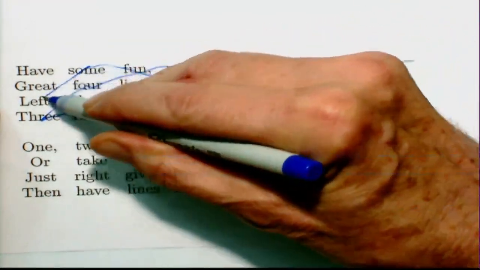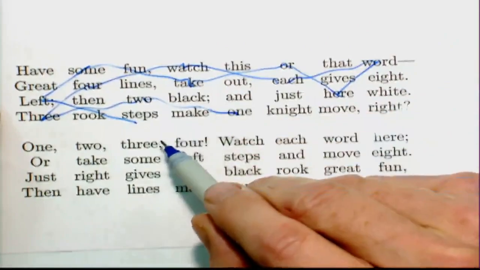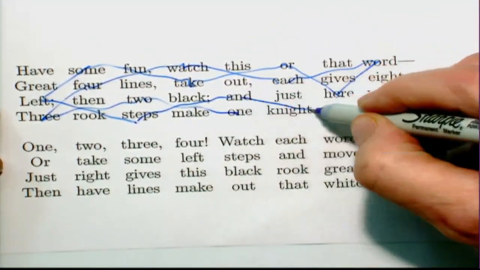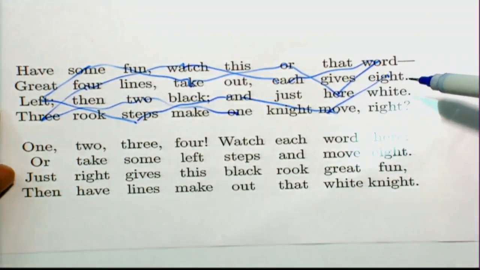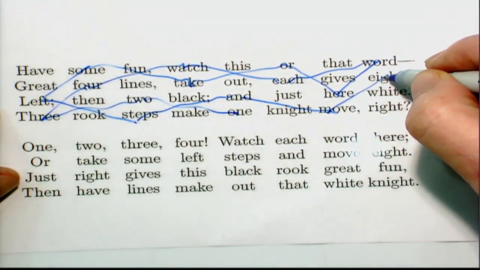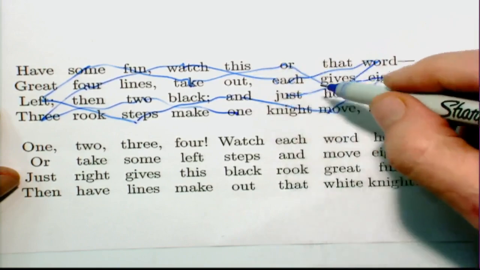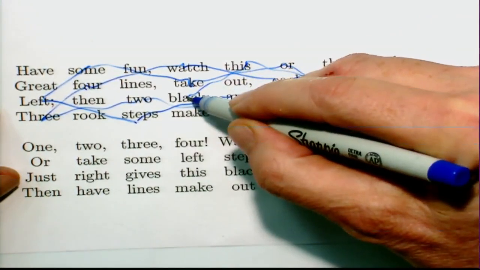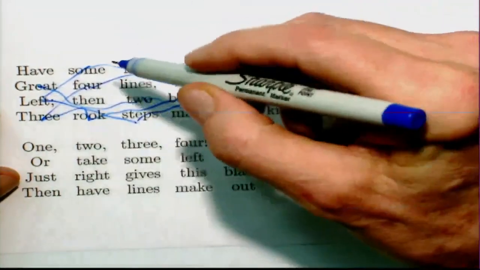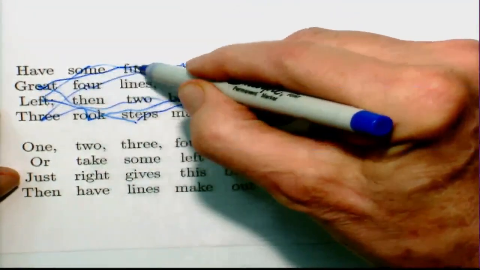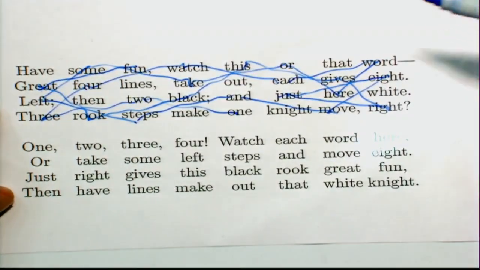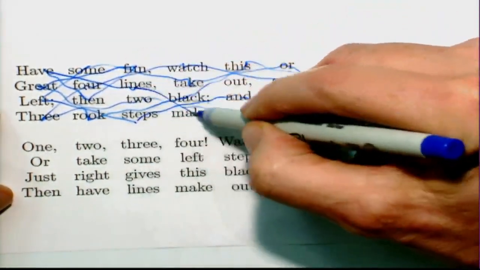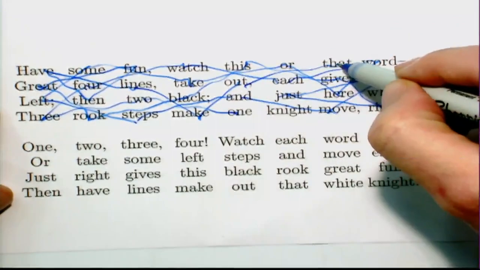Some left steps and move 8. And move 8. Okay. Just right gives this black rook great fun. Yep, I haven't used fun yet. Then have lines make out that white knight. Okay, there we go.